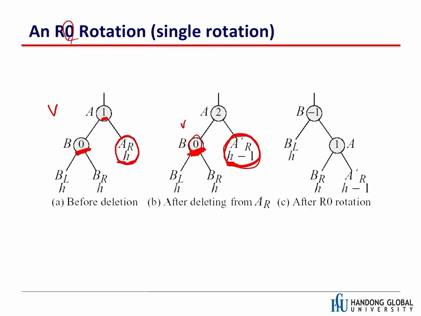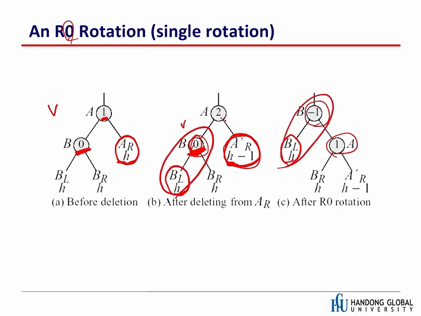We should rotate the subtree to balance. In this case, B goes up and A goes down, so A becomes the right subtree of B. So A is here. B's left subtree is still here, so we don't touch this part, and we don't touch this part. And the right subtree of B will be the left subtree of A.